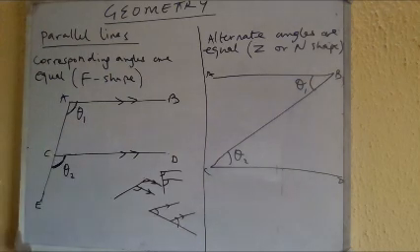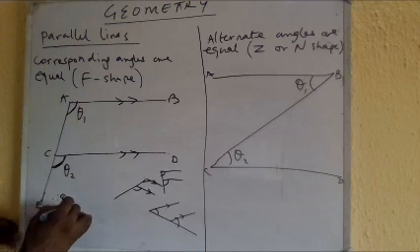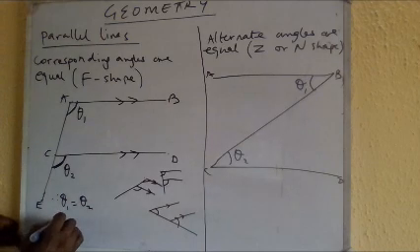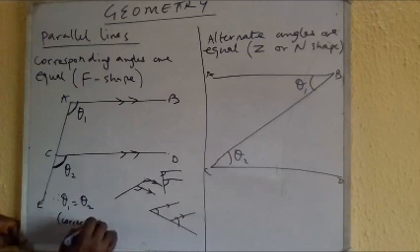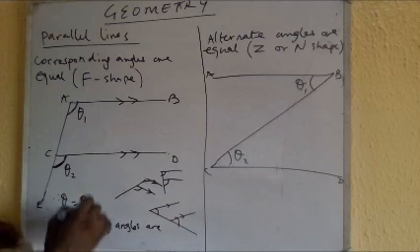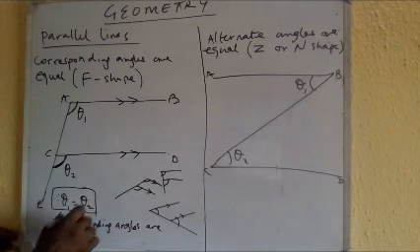So therefore, theta 1 is equal to theta 2. The reason is that corresponding angles are equal. That's the reason. We don't just derive any formula without having all these kinds of reasons.